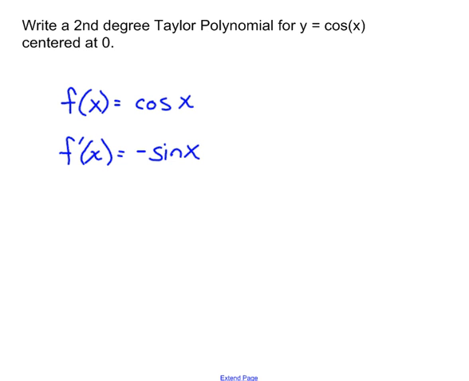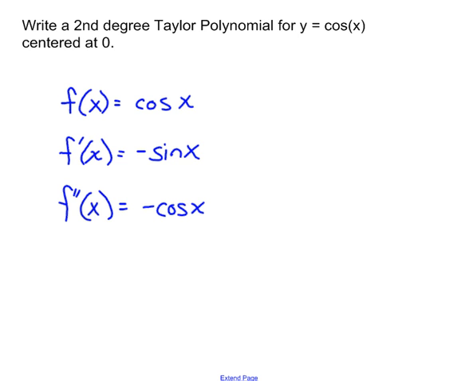In our first problem, we want to write the second degree Taylor polynomial for y equals cosine x, centered at 0. The first thing I'm going to do, and I like using f for these, is rewrite this as f of x equals cosine x. This is a second degree Taylor polynomial, so I'm going to need to go through my derivatives up through the second derivative. I remember that the derivative of cosine is negative sine x, and the derivative of negative sine x is negative cosine x.